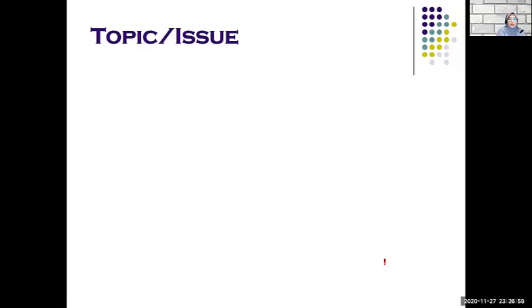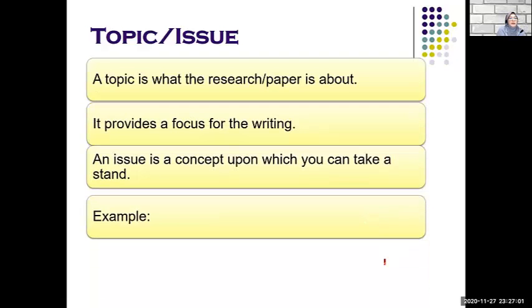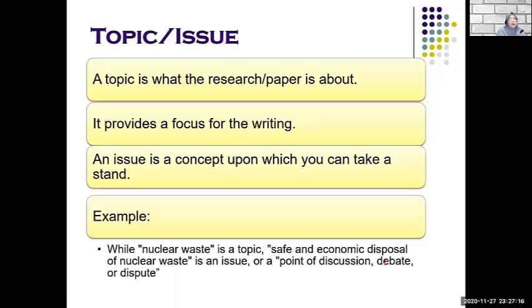So what is a topic and an issue? A topic is what the research is about. It provides focus for the writing. An issue is a concept upon which you can take a stand. For example, nuclear waste is a topic. Safe and economic disposal of nuclear waste is an issue, or a point of discussion, debate, or dispute.